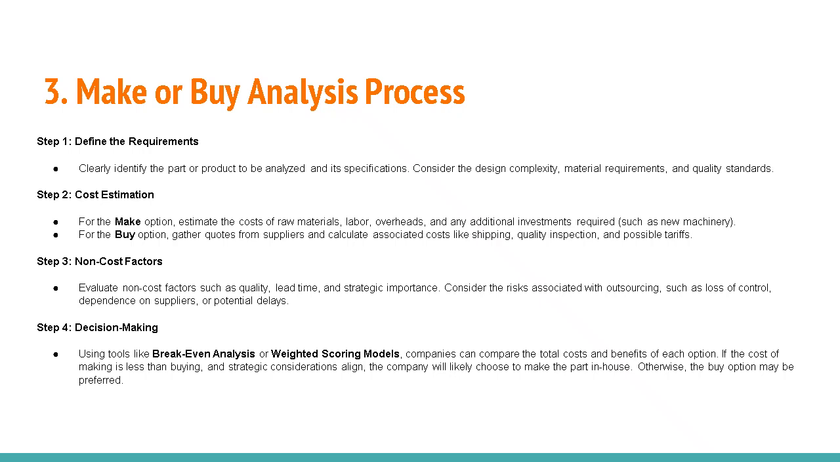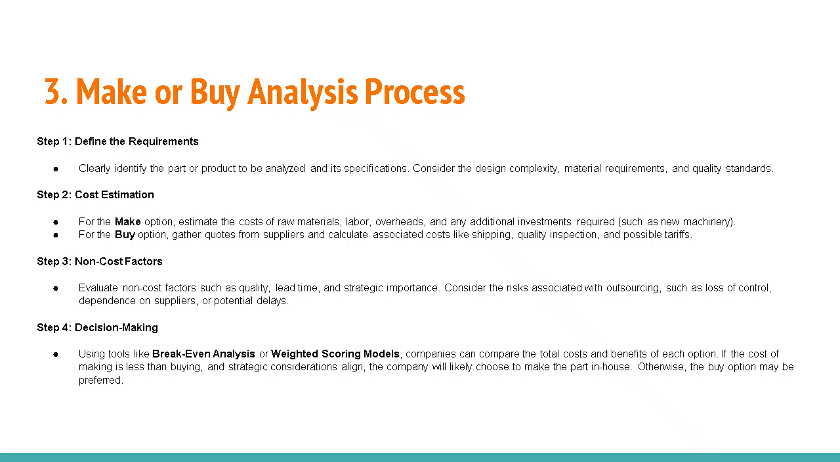For the make option, estimate the cost of raw material, labor, overhead and any additional investment requirements such as new machinery. For the buy option, gather quotations from the suppliers, calculate associated costs like shipping, quality inspection and possible tariffs. The third one is non-financial factors. Evaluate the non-financial factors such as quality, lead time, strategic importance. Consider the risks associated with outsourcing such as loss of control, dependence on the suppliers or potential delays.